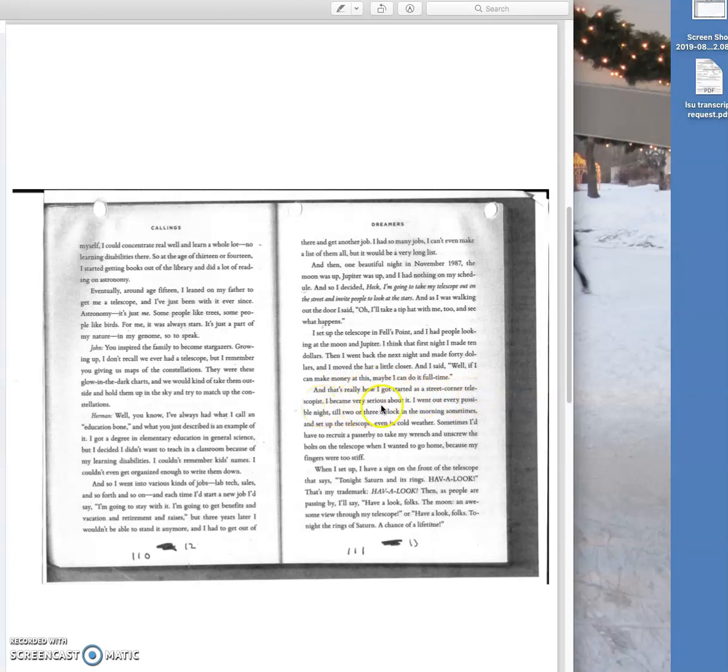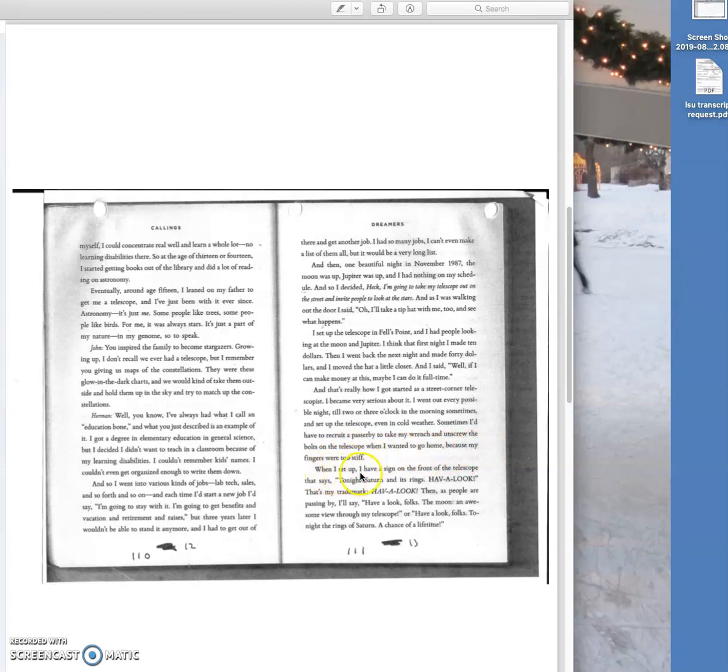I became very serious about it. I went out every possible night till 2 or 3 o'clock in the morning, sometimes, and set up the telescope, even in cold weather. Sometimes I'd have to recruit a passerby to take my wrench and unscrew the bolts on the telescope when I wanted to go home because my fingers were too stiff.